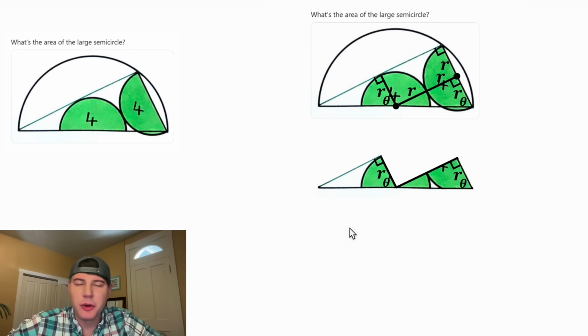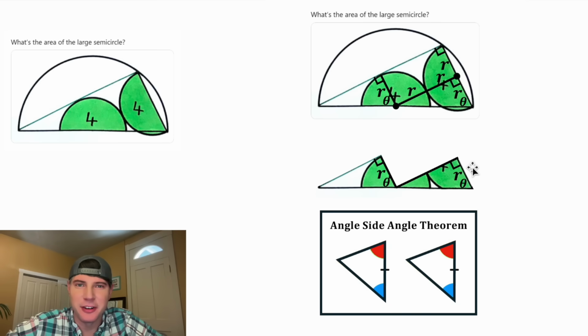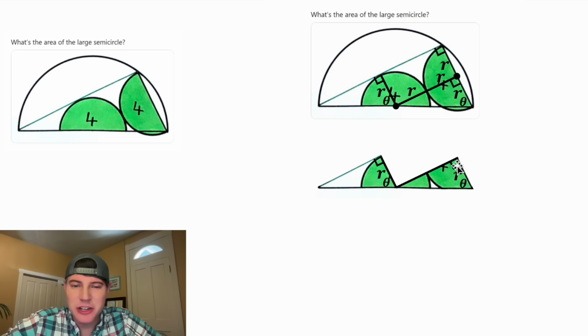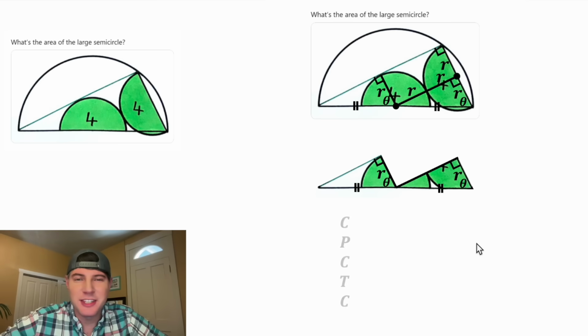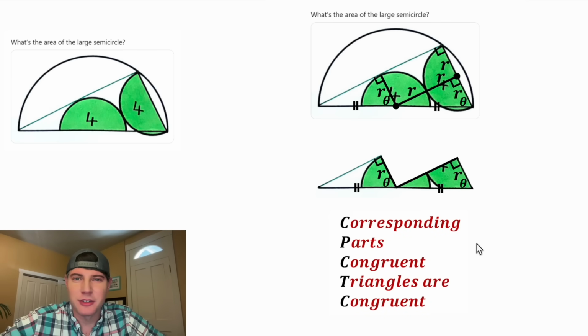angles. And now we can focus on these two triangles. Since they have these two angles congruent, these two sides congruent, and these two angles congruent, these two triangles will be congruent. That'll be by the angle side angle theorem. Anytime you have two triangles with a corresponding angle, another corresponding angle, and the side in between them, you know the two triangles are congruent. And then since we know these two triangles are congruent, these two sides will also be congruent. That's known as CPCTC. It stands for the corresponding parts of congruent triangles are congruent.